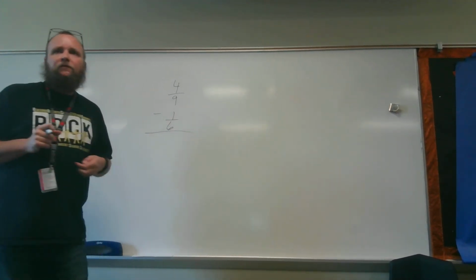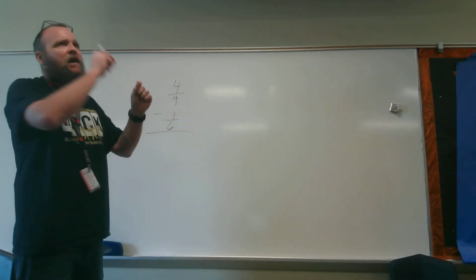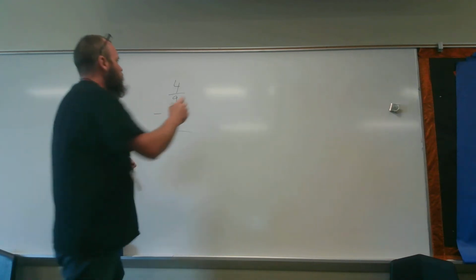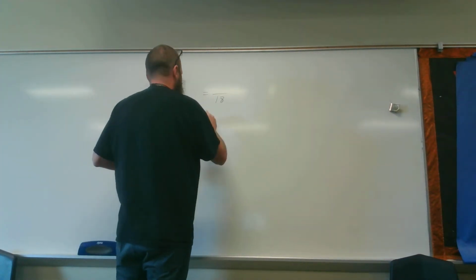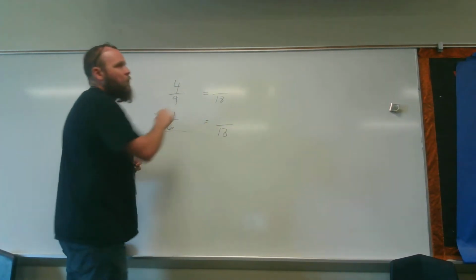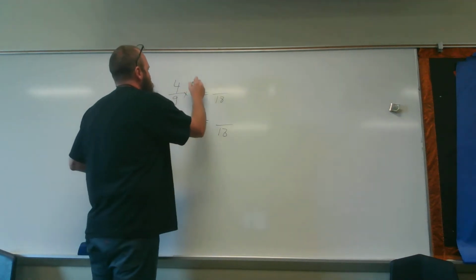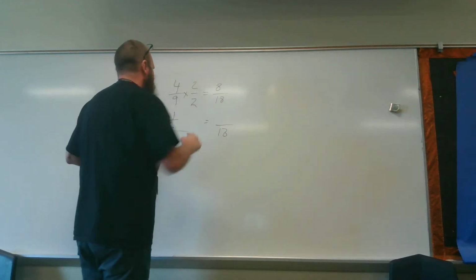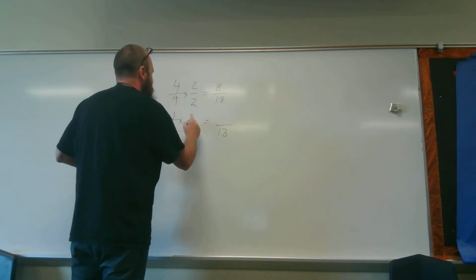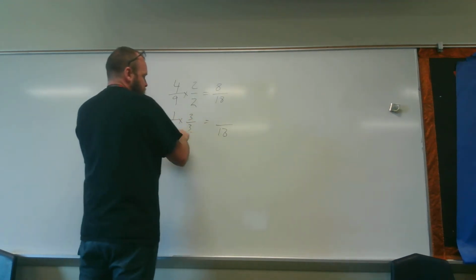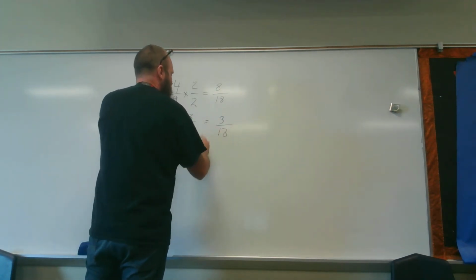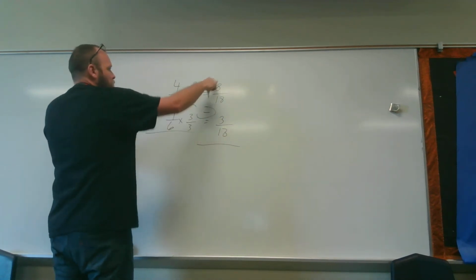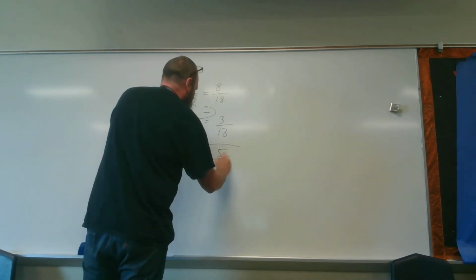9 is not a multiple of 6. Look at my multiplication chart. 9, 18, 6, 12, 18. Good. 18 is my common denominator. What do I multiply by 9 to get 18? Excellent. You guys are so smart. 2 over 2. That gives me 8/18. What do I multiply by here? Oh, awesome. 3 over 3, because 3 times 6 is 18. This gives me 3/18. This is a subtraction problem. 8/18 minus 3/18 is 5/18.